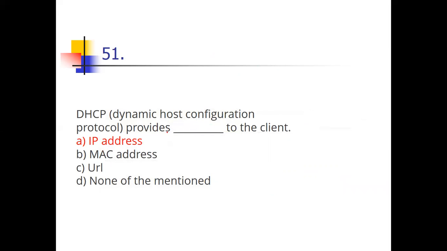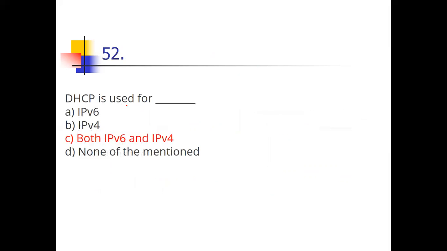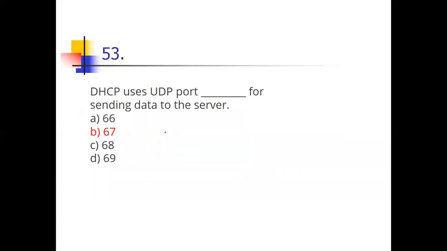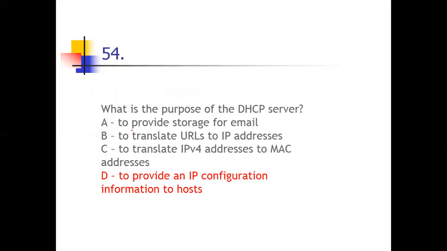DHCP, Dynamic Host Configuration Protocol, is always used for IP addresses. Okay. And this protocol is used for both IP version 6 and IP version 4. In DHCP, if you see the standard format, there is a UDP port number, and port number 67 is fixed for sending data to the server. Now, what is the purpose of the DHCP server? Basically the server's purpose is to provide the IP address.